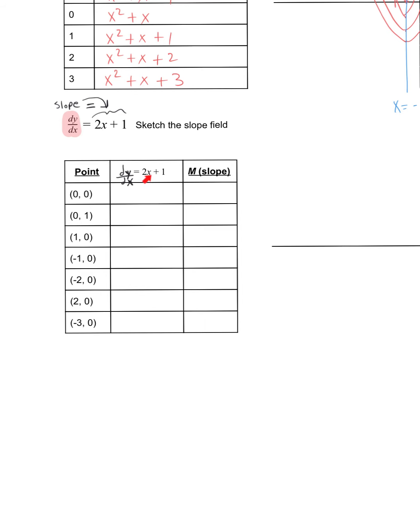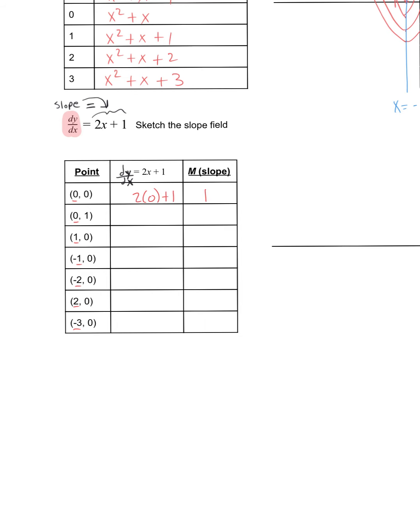I only have an x here, so I'm only going to be plugging in the x. All right, that's all I need to do. I can't plug in my y because there's no y right here. We're just plugging in the x. Okay, so if I plug in the point 0, 0, again, I'm only plugging in the x, 2 times 0 plus 1. All right, I get a slope of 1.